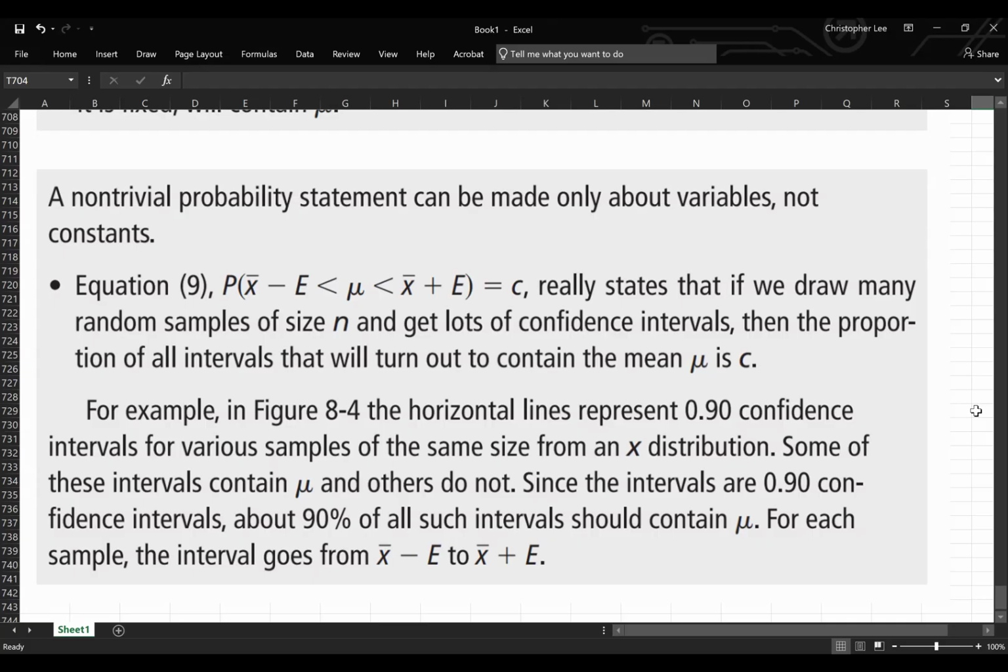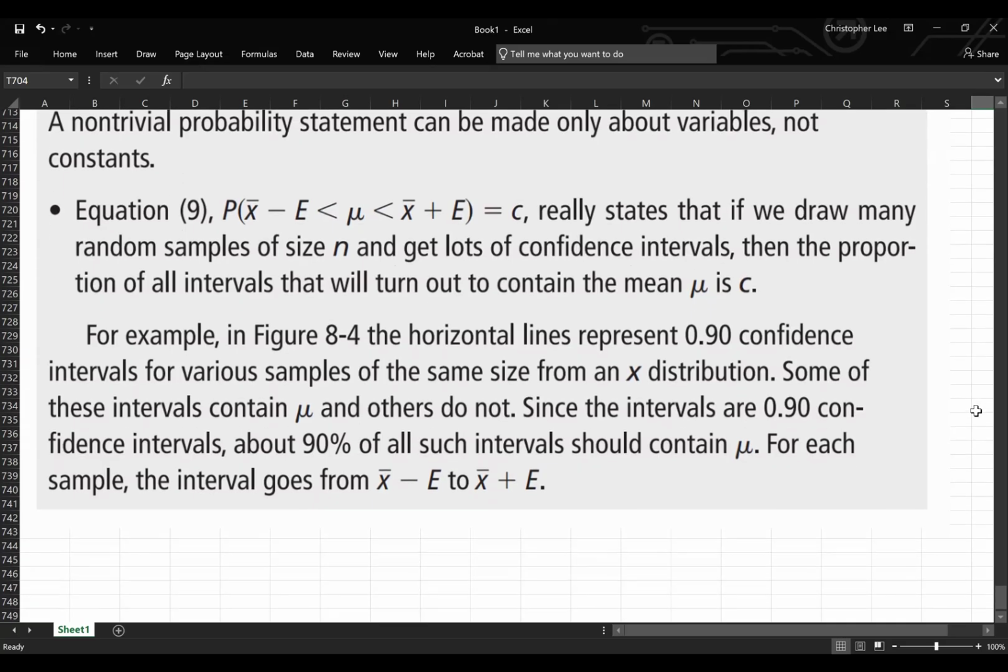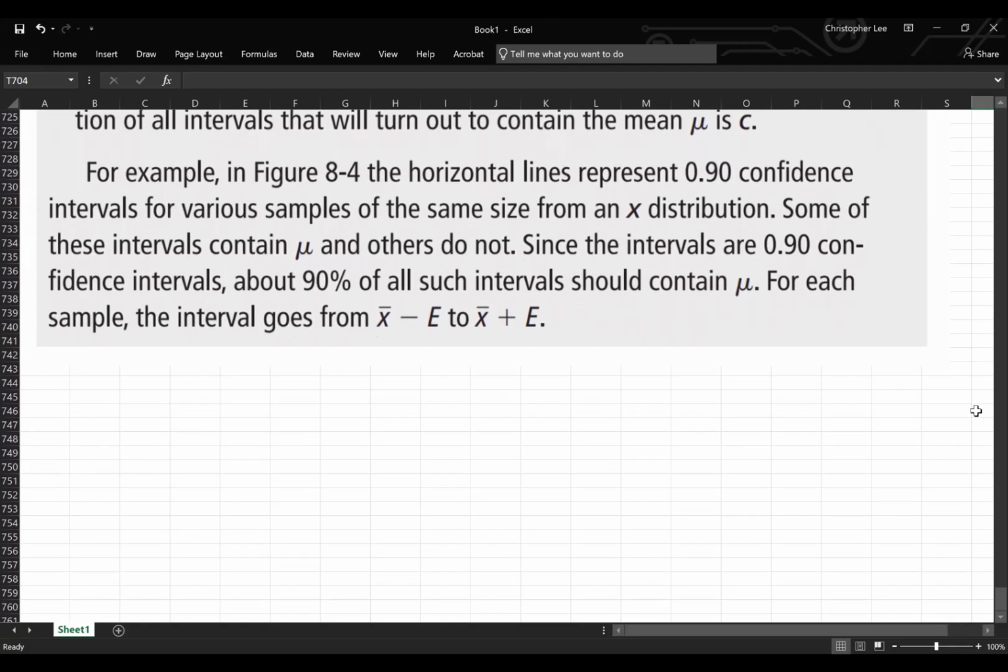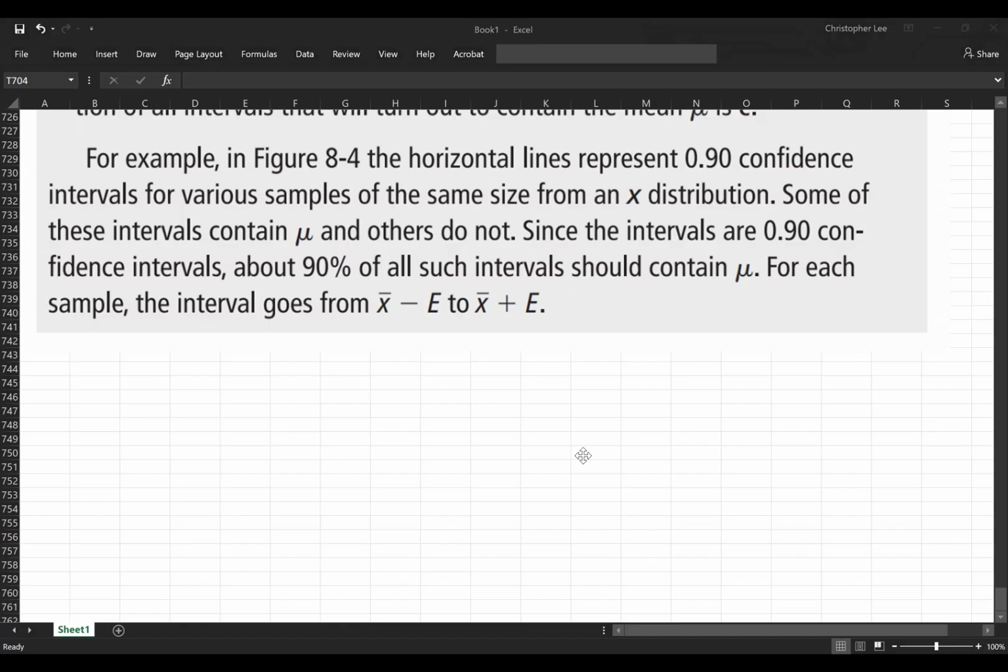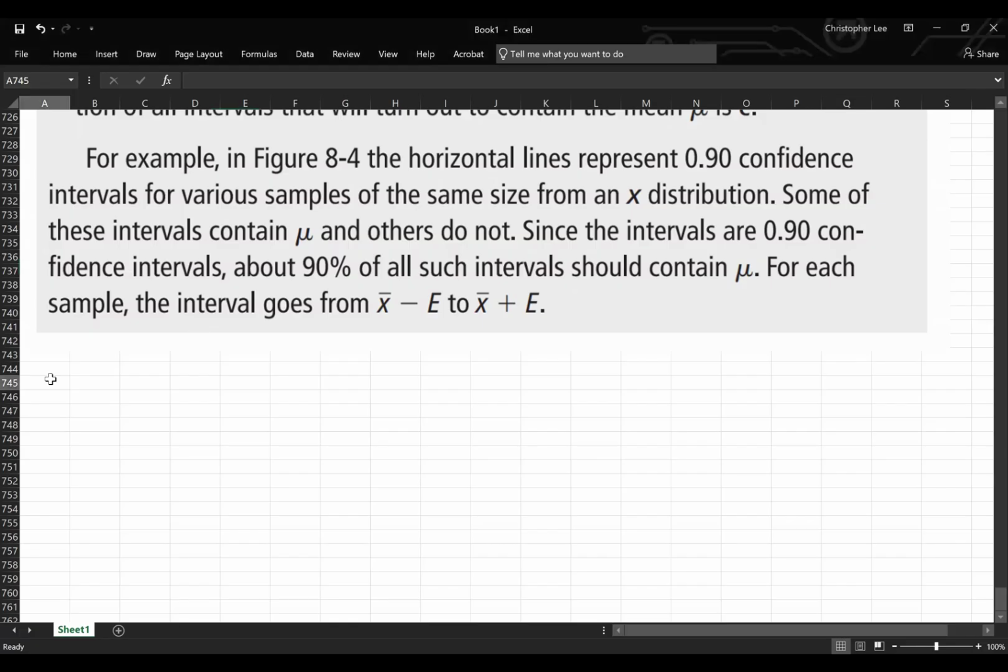For example, in figure 8.4, the horizontal lines represent the 90% confidence interval for various samples of the same size of an x distribution. Some of these intervals contain mu, others do not. Since it is a 90% confidence interval, about 90% of all such intervals should contain mu. For each sample, the interval goes from x bar minus e to x bar plus e. Let me show you what this looks like right here. This is going to make a lot of sense right now. This is just talking about why we're doing what we're doing, but exactly what we're doing is the process that you guys just saw. That's all I'm looking for.